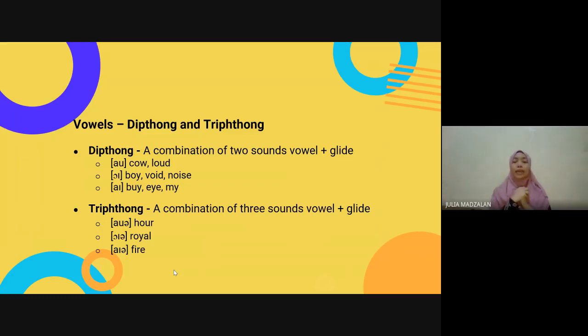Ow sound would be cow, loud. And then oi sound would be boy, void, noise. And then I sound would be by, I, my. You're my everything. Hi everything.